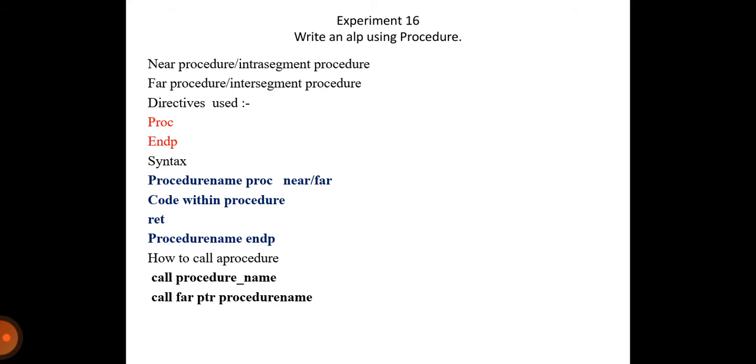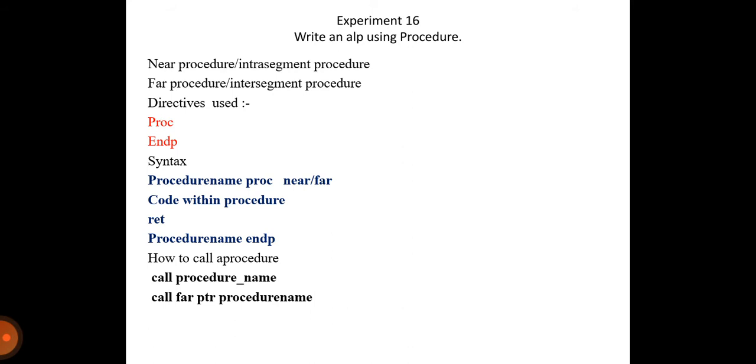Whenever we call that procedure, the control of the program is transferred to the first instruction written in the procedure definition. We write the instructions one by one in that procedure. To create a procedure we will use program directives. Two directives we will use: one is proc to start the definition of a procedure, and one is endp to end the definition of the procedure.